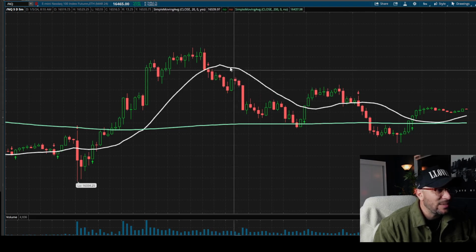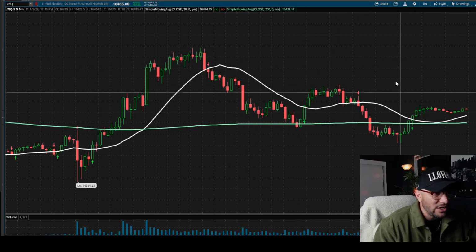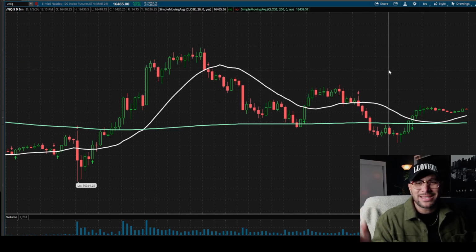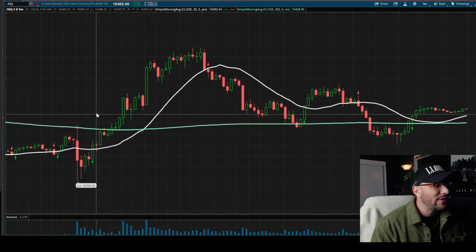Boom. 1-to-1, 20 points here, 25 points here, 20 points here. Guys, there's 60 points from all these 3 plays. Do you get what I'm saying? You didn't even have to catch any of this move. You didn't even have to trade the open. You didn't even have to trade the first hour.